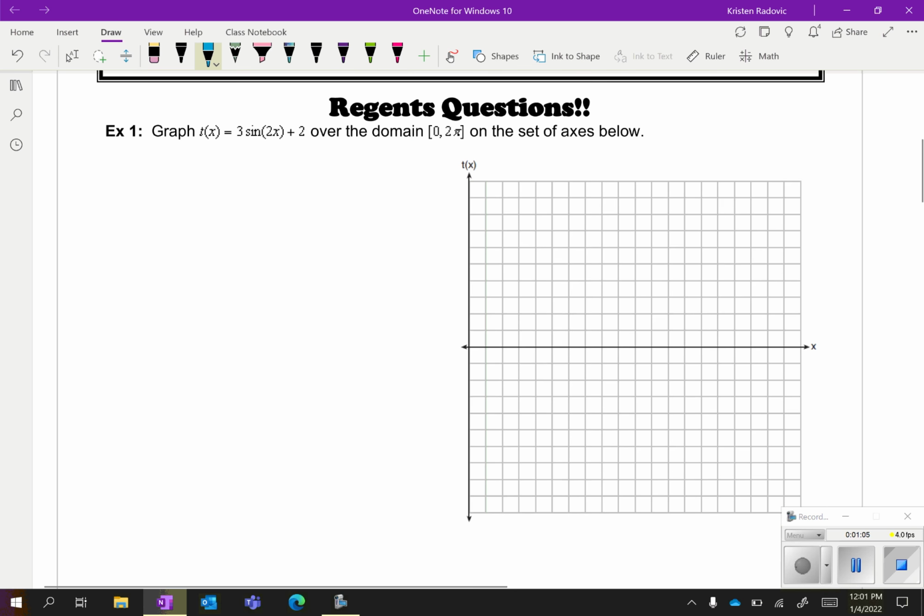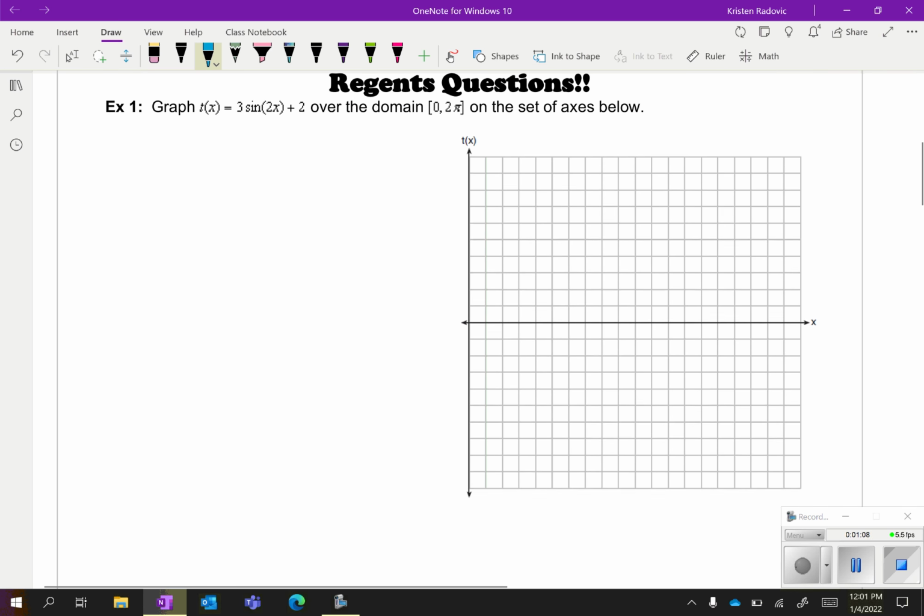Going on to the first Regents question. They want you to graph that equation over the domain below. That's very similar to the question we ended off on yesterday. We're going to go through it hopefully super quick, that way we could get to the harder questions.